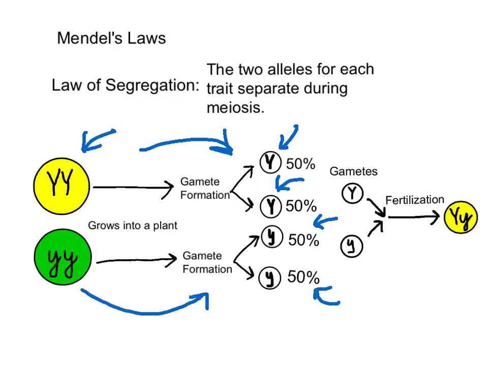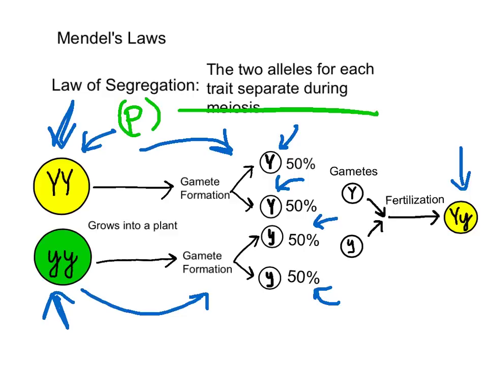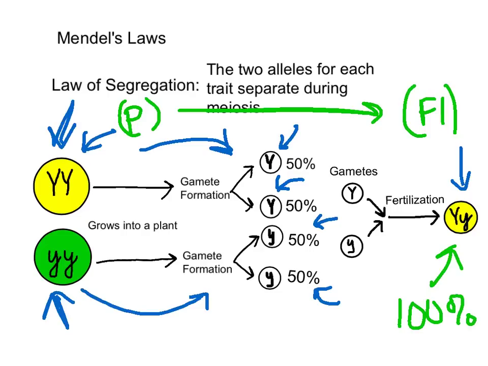So if any of the gametes from the homozygous dominant pea mate with the homozygous recessive pea, you're going to end up with a heterozygous yellow pea. This is why the P generation, the letter P generation, when it created its F1 generation, the first filial generation, the result was 100% yellow peas.